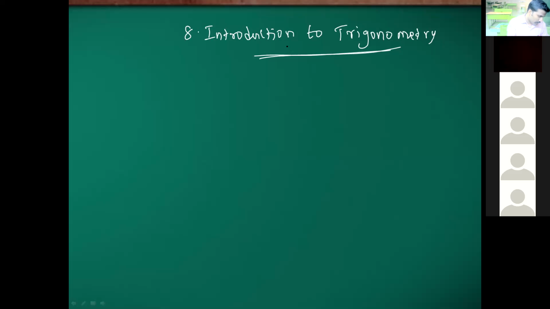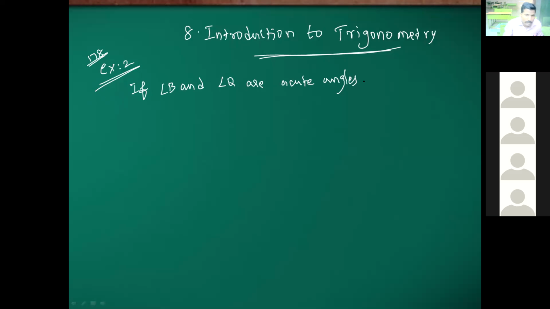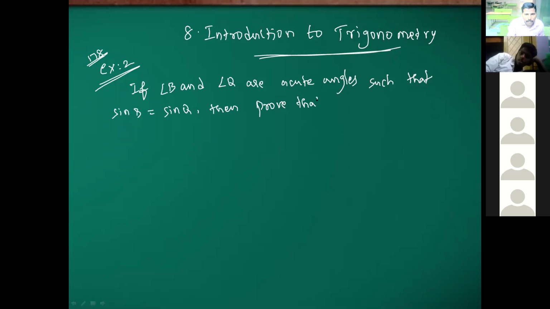First, we'll start from an example. Example 2 பாருங்க. Example 2, page number 178, CBSE book. Here the people asked one day, few students came, they asked me like that. Angle B, angle Q are acute angles such that sine B is equal to sine Q. Then prove that angle B is equal to angle Q.